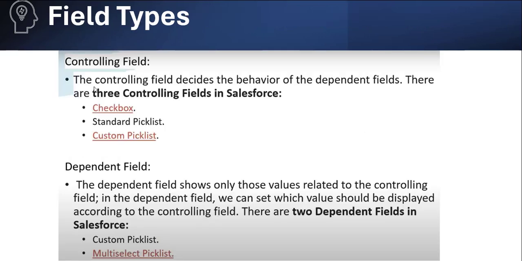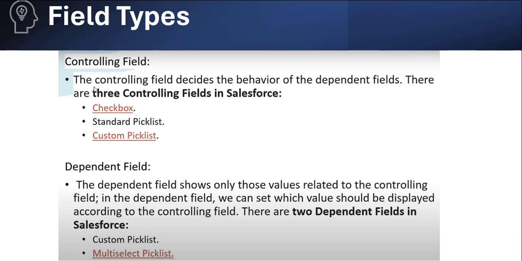Then moving ahead, we have field types. The first one is the controlling field and the other one is the dependent field. So let's understand which field types support the controlling field and which support the dependent field. I have also created a video on field types in Salesforce. The video link I have given in the description box. Now let's understand the controlling field. The controlling field decides the behavior of the dependent field. There are three controlling field types in Salesforce. The first one is the checkbox, the second is the standard picklist field, and the third is the custom picklist field. Now let's understand the checkbox.